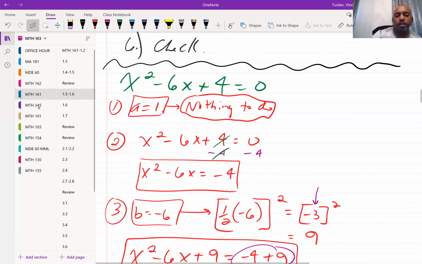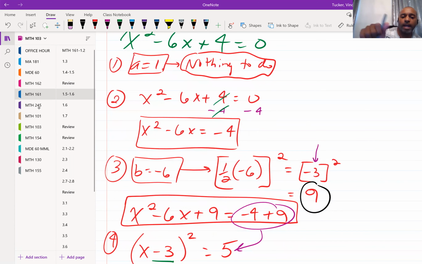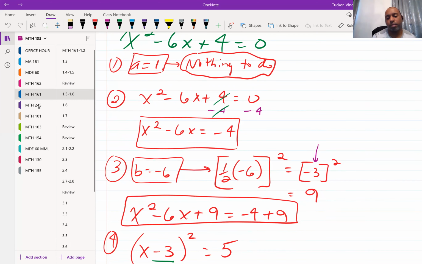Third step, take half of your b term. B is negative 6. That's what's sitting in front of x. You take half of negative 6 and then square it. So half of negative 6 is negative 3, then square it. That gives us 9. And then to finish it off, we add 9 to both sides of the equation. So x² - 6x + 9 = -4 + 9. Any questions so far?